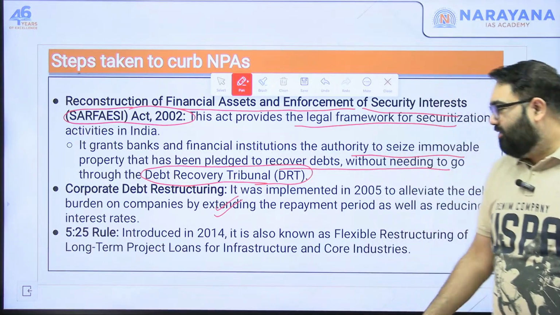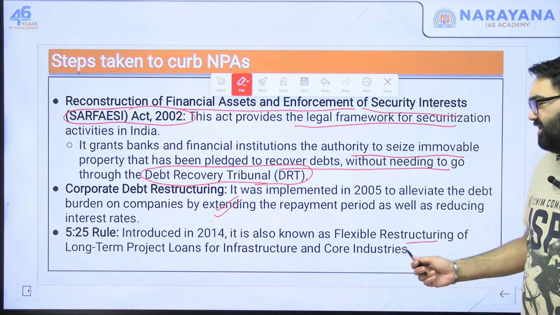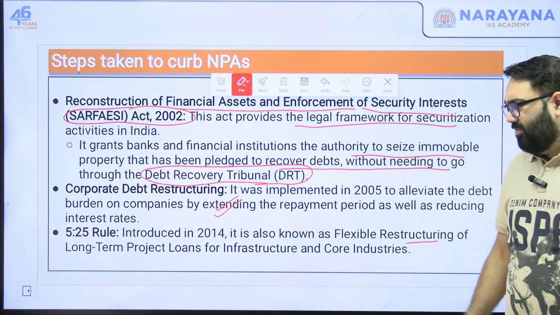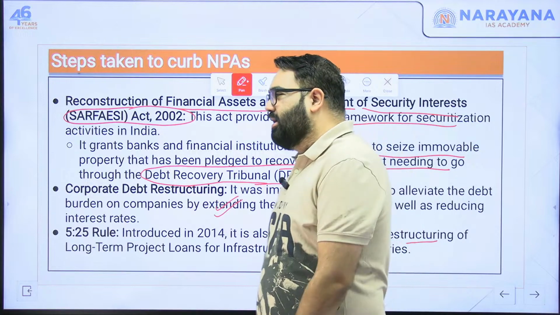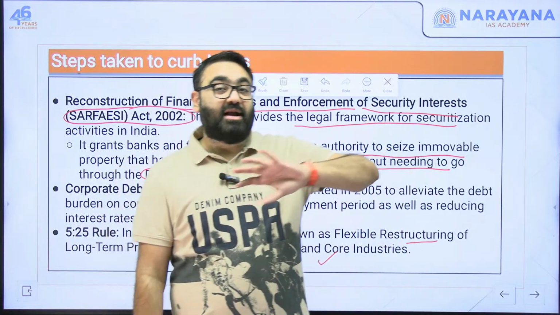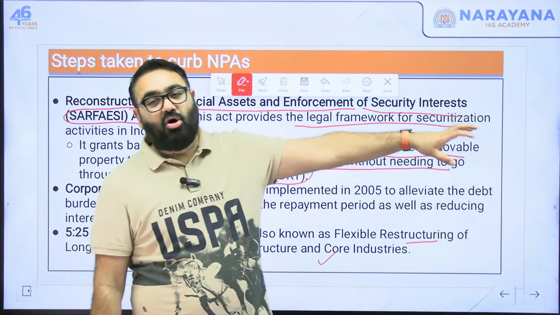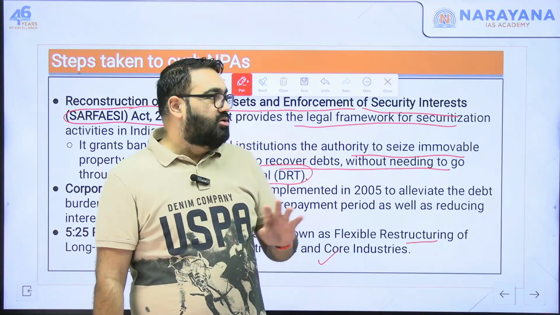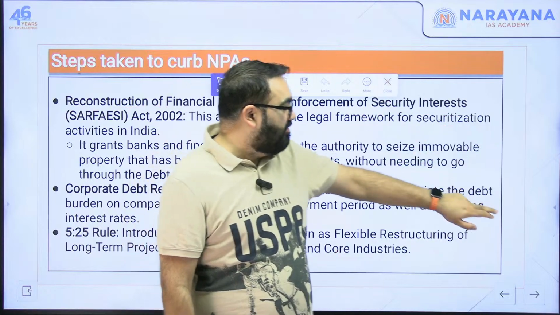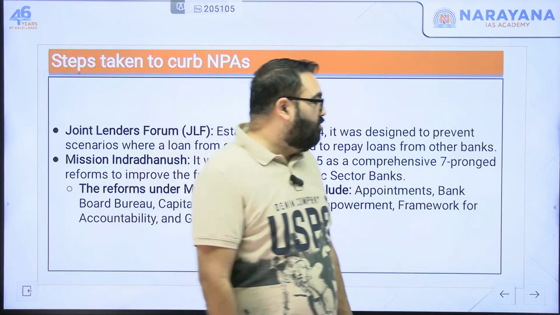Then the 5/25 rule that was introduced in 2014. Now, what was that rule? It was mainly a flexible restructuring of projects, especially, as I said, for infrastructure, etc. Again, how can we restructure it in the long run? How is it that we can actually make it longer? The loan duration can be longer and it will not have as much burden on you to give the loan back in a short amount of time. That will also help you to pay the loan back.